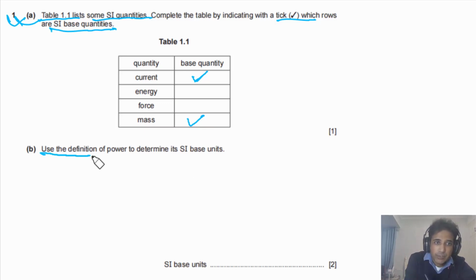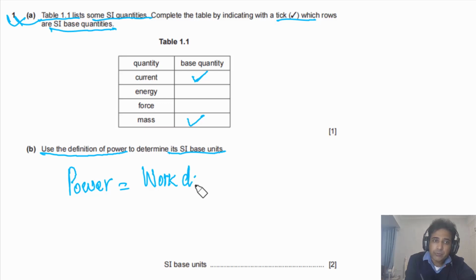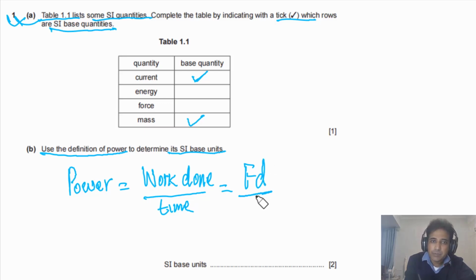Part B says use the definition of power to determine its SI base units. The hint is given to you: use the definition of power. Power is equal to work done over time taken, meaning rate of doing work. Work is equal to force times displacement in the direction of force, divided by time taken, and F is equal to ma. So this is m times a times d divided by time.